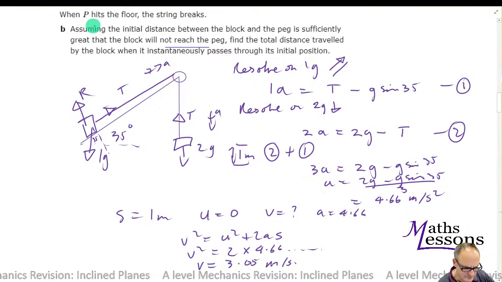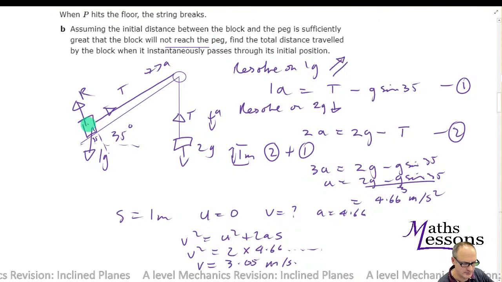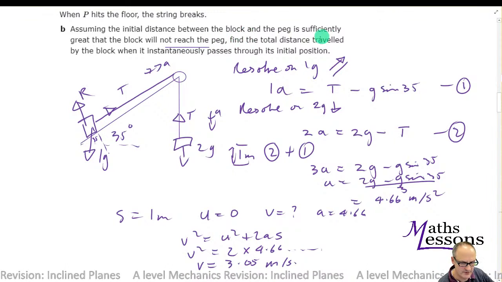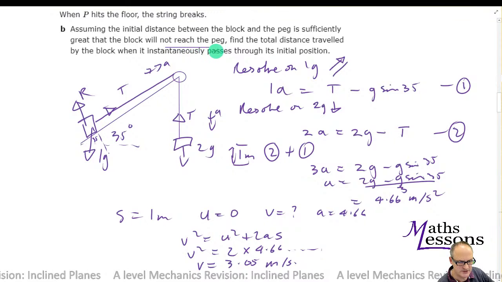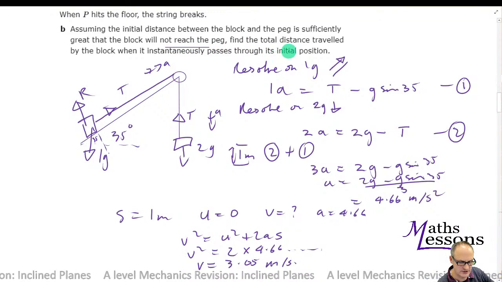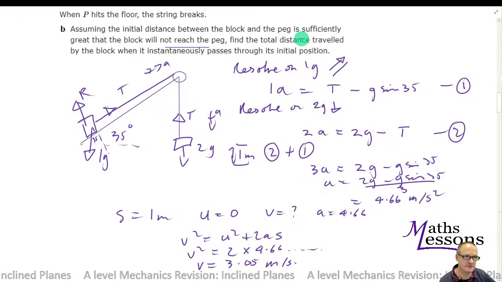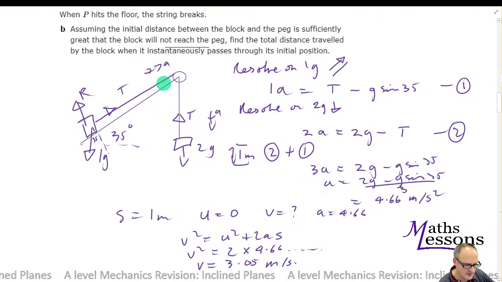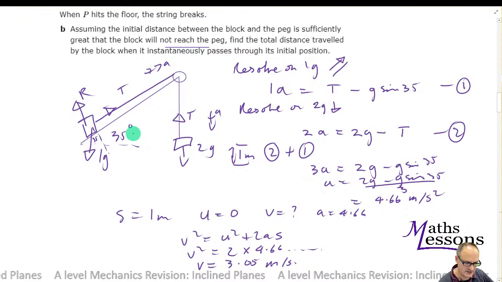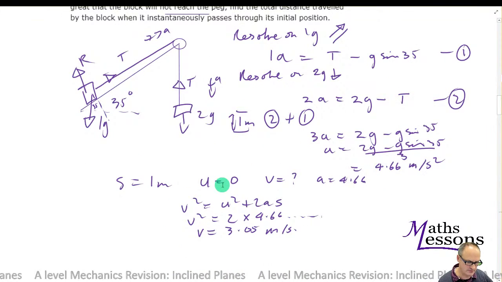Now, assume the initial distance between the block and the peg is sufficiently great that the block will not reach the peg here. Find the total distance travelled by the block when it instantaneously passes through its initial position. So first of all, what we need to do is work out the acceleration, and then work out when it gets back to its initial position.